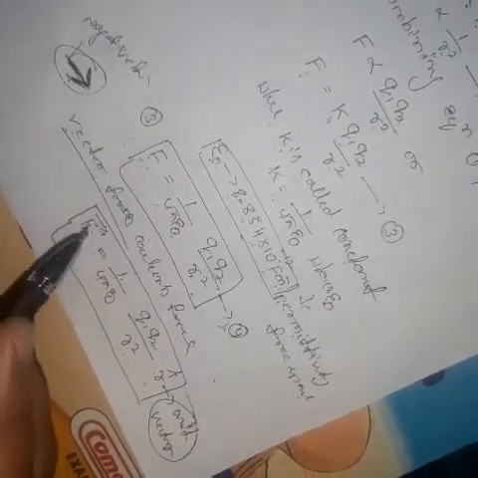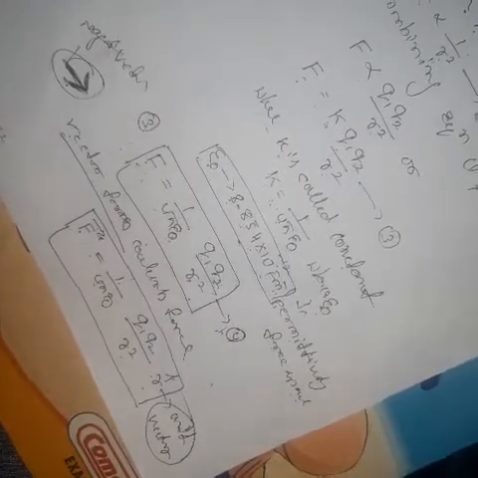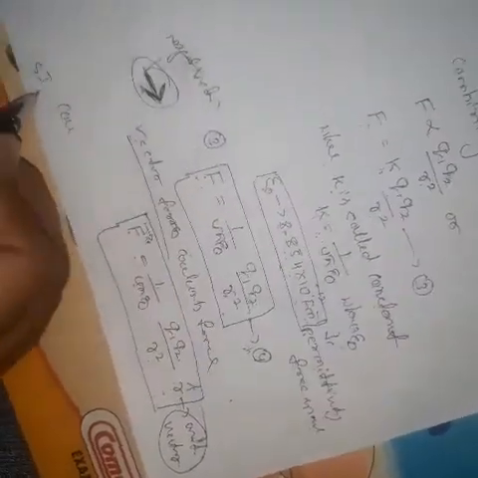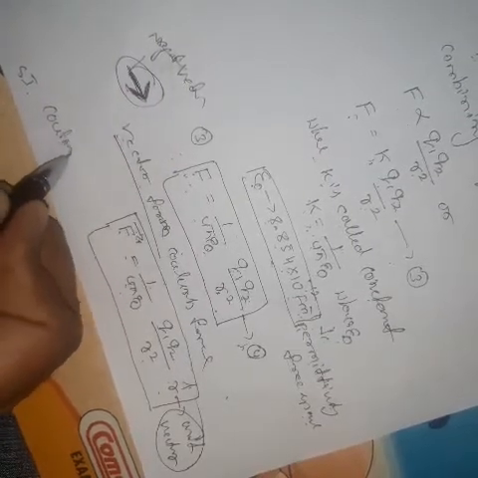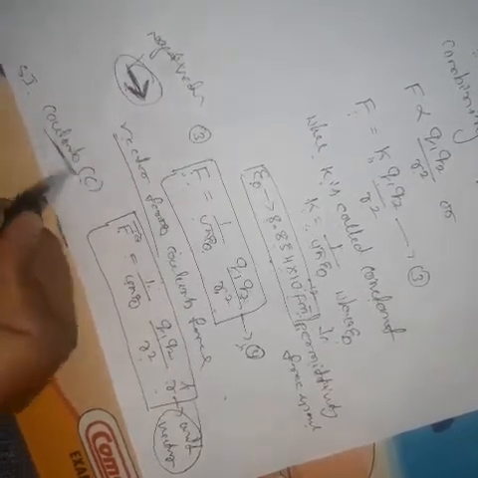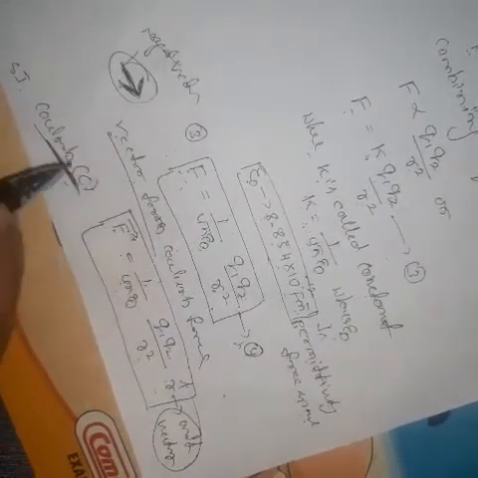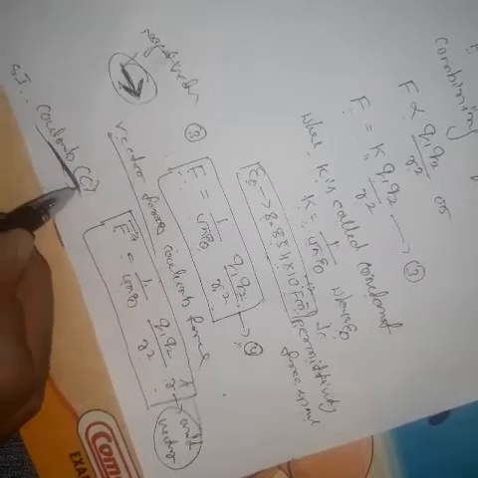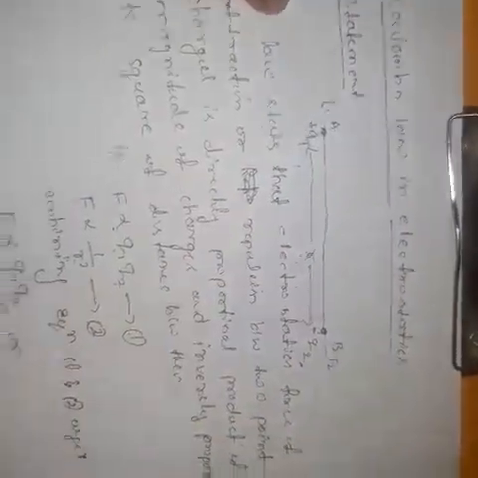What is the SI unit of charge? The SI unit of charge is the Coulomb, with the symbol capital C. The symbol of the charge itself is Q. This is the overall concept of Coulomb's law in electrostatics. Thank you.